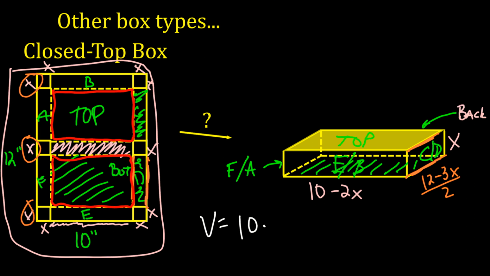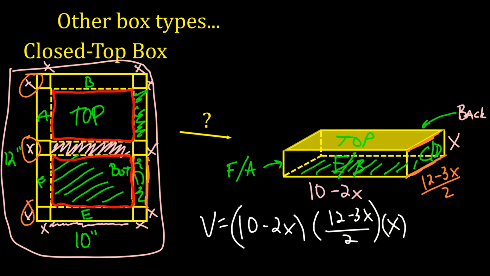And so the length, width, and height, the volume of this thing is 10 minus 2x times 12 minus 3x over 2, and then the height is going to be x. And so it'd be the same procedure. If you want to find the maximum volume, you type that in, you find the maximum on Desmos or in your graphing calculator, and then you'd have what your optimal x cutout would be, and you'd have the maximum volume of this.